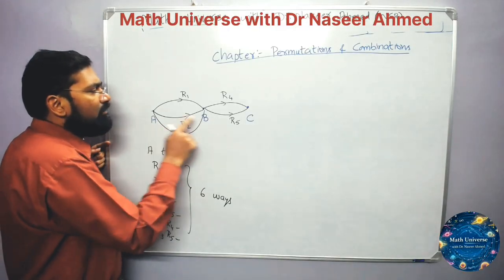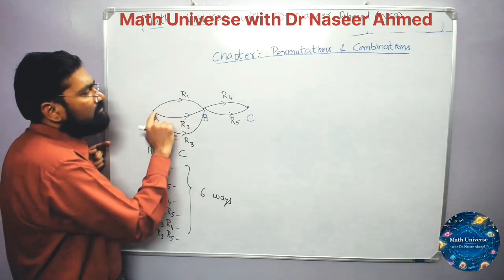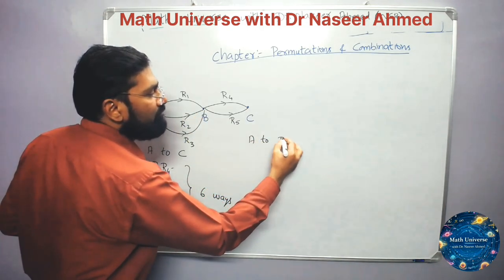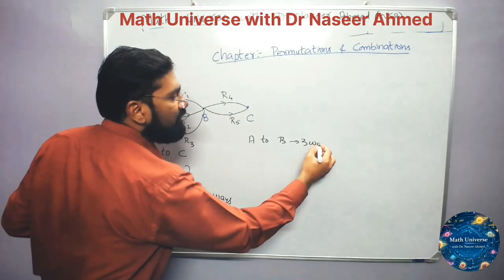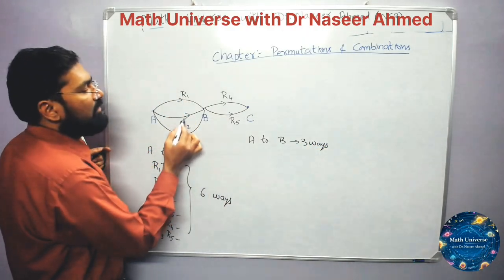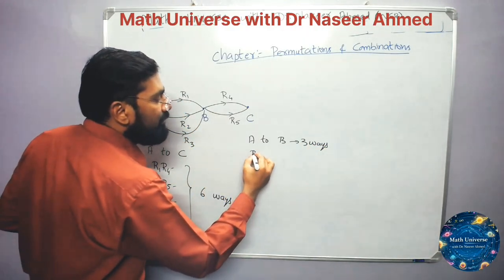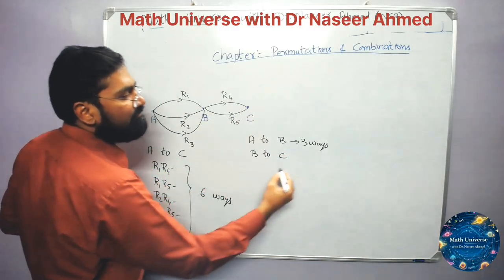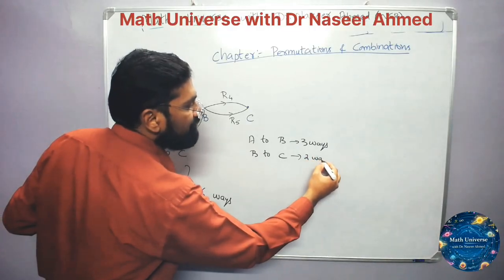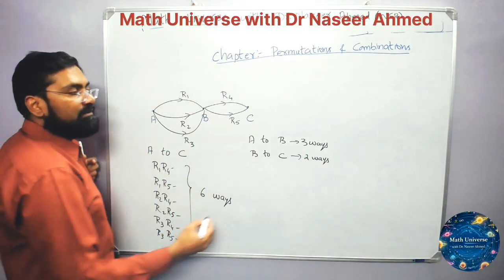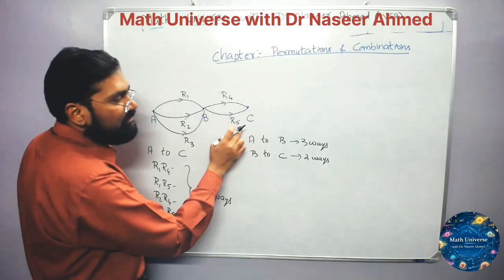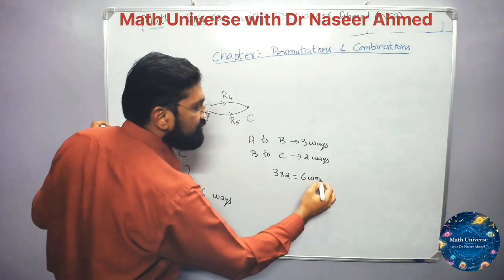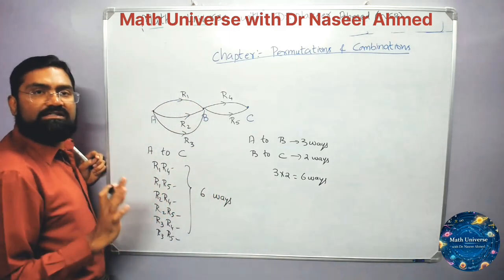To reach from A to B, how many ways do we have? R1, R2, R3. So from A to B, we have 3 ways. Then from B to C, how many ways? 2 ways, R4 and R5. Therefore, the total number of ways to reach from A to C will be the product of these, 3 into 2, nothing but 6 ways. And that's what we got, 6 ways.